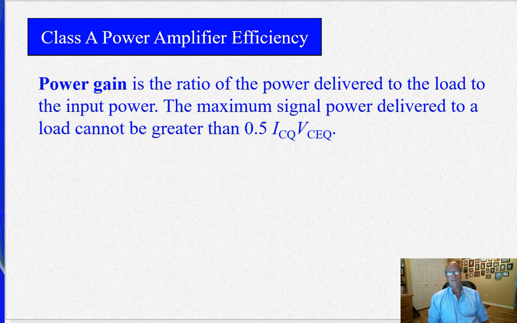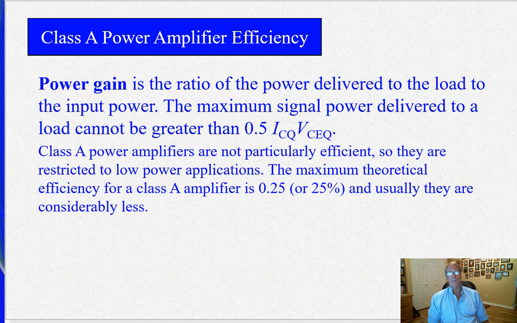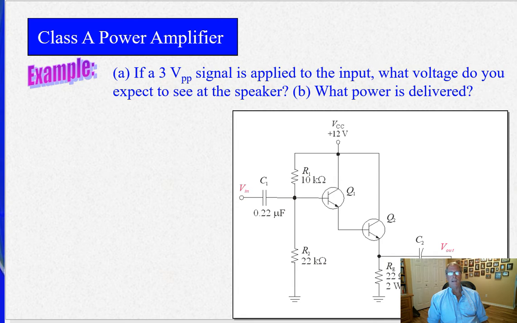Okay, so power gain is basically the output power divided by the input power. It can't be greater than a half ICQ VCEQ, particularly for a Class A amplifier, because you're sitting right in the middle of the load line. And Class A amplifiers are really lousy when it comes to efficiency, because they're always turning and burning. Even when there's no signal, they're dissipating power. So they're pretty crummy when it comes to that.